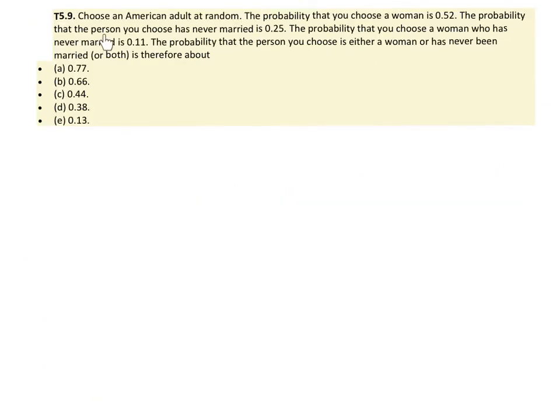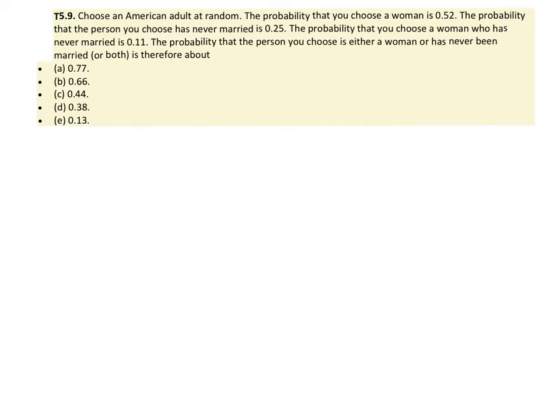Number 9: choose an American adult at random. The probability that you choose a woman is 0.52. The probability that the person you chose has never been married is 0.25. The probability that you chose a woman who has never been married is 0.11. The probability that the person you chose is either a woman or has never been married or both is therefore about what? So let's write this formula out.